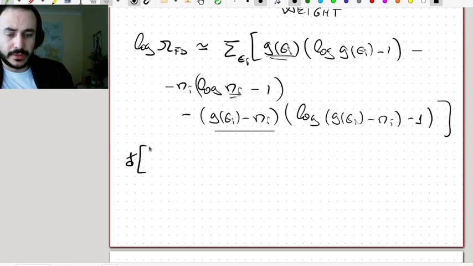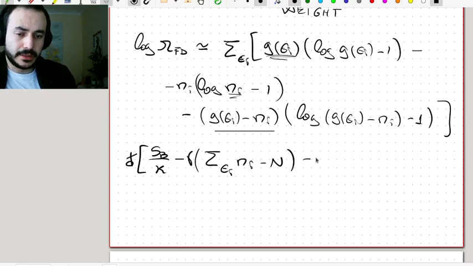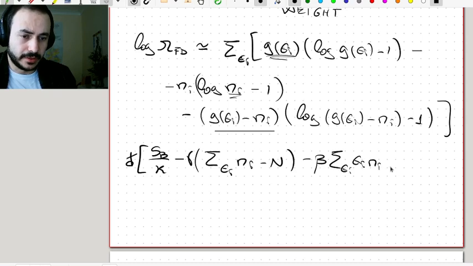But actually, let me write here what we have to do. As usual, we have to maximize this thing subject to constraints. These constraints are that the number of particles remains constant, with a multiplier here, and then also a second Lagrange multiplier saying that the energy is another constraint of our optimization and has to remain constant. So this whole thing has to be equal to 0.